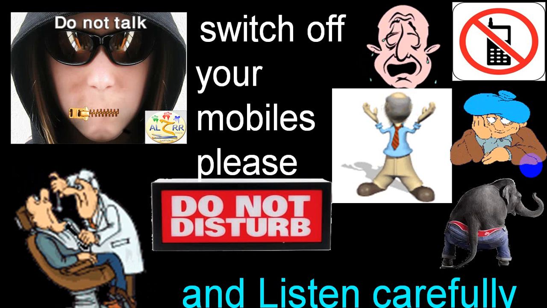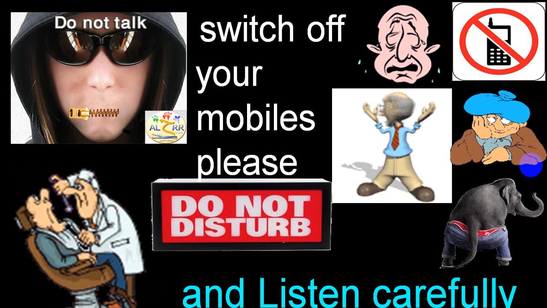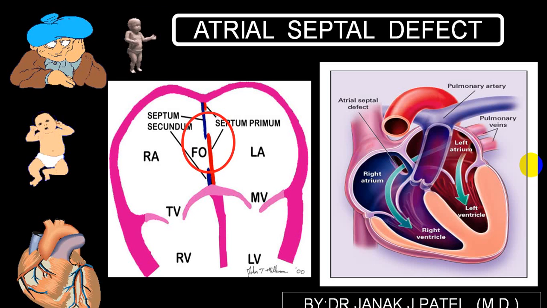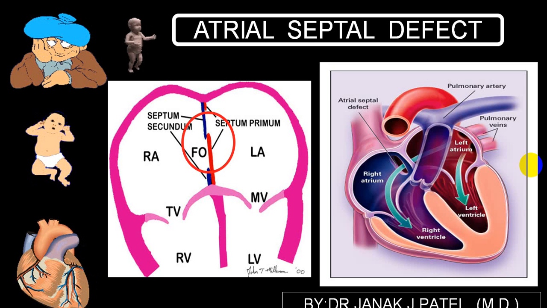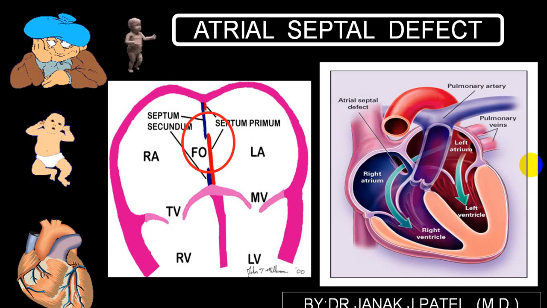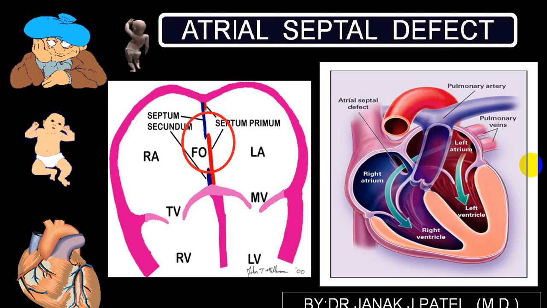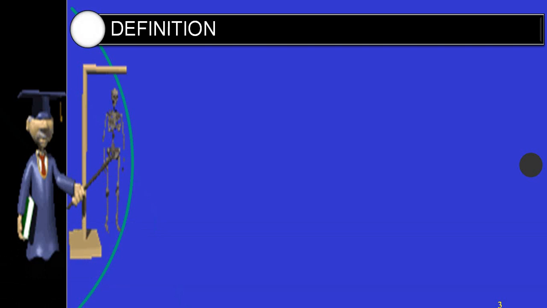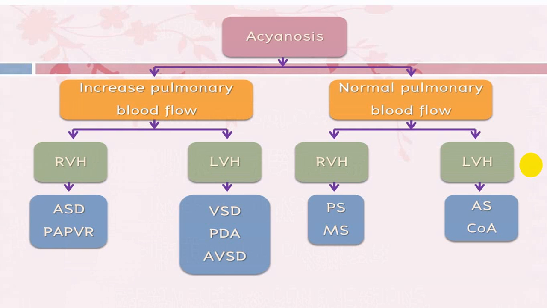Today we are going to talk regarding now the second part of congenital heart disease, that is acyanotic congenital heart disease. And whenever you use the term acyanotic heart disease, the most common diseases you come across are VSD, ASD, and PDA. And the fourth one we call AV canal defect, atrioventricular canal defect, or endocardial cushion defect. We'll be discussing today regarding ASD.